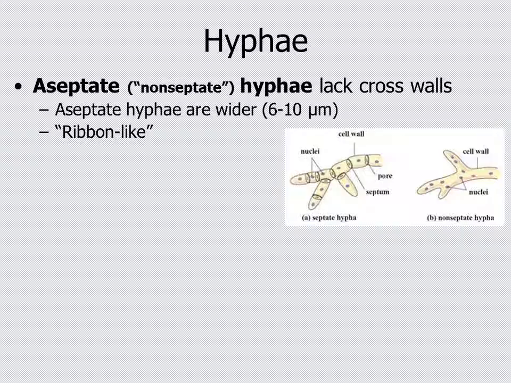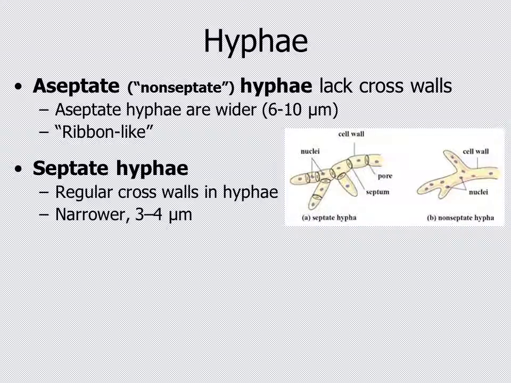So the septum is like a crosswalk. And down on a cellular level, it's a demarcation of where these cells are dividing. So when it comes to the aseptate or non-septate hyphae, there are no cross walls. They tend to be wider than the septate hyphae. They're often described as ribbon-like. I don't know, that has never particularly made an impression on me of reminding me of ribbon, but it may for you.